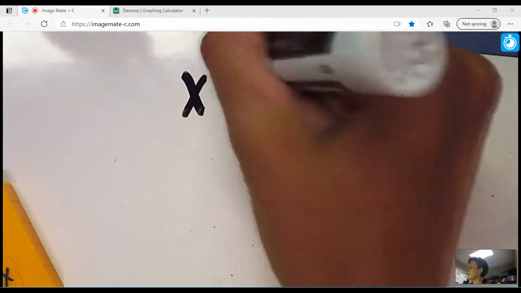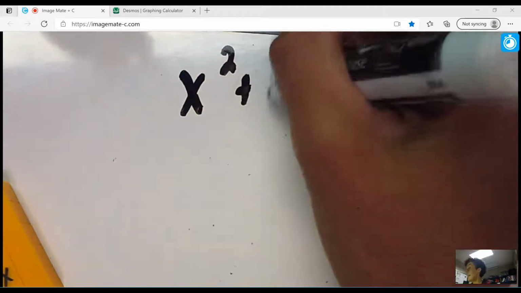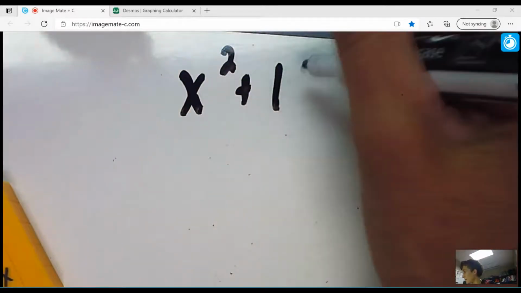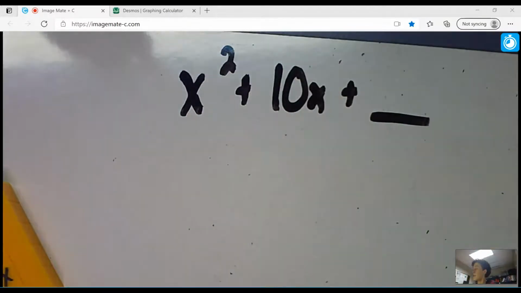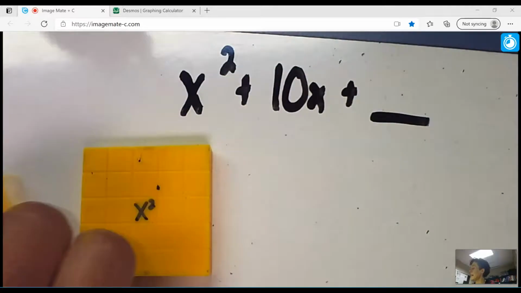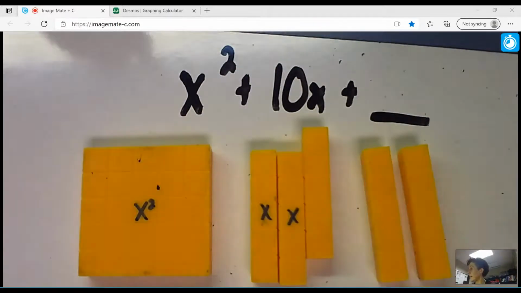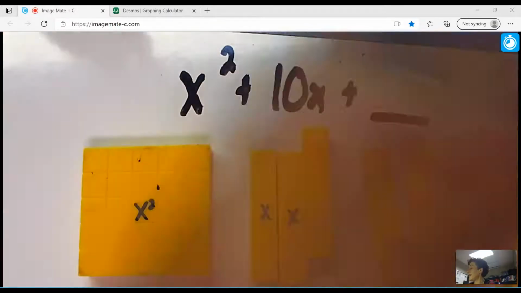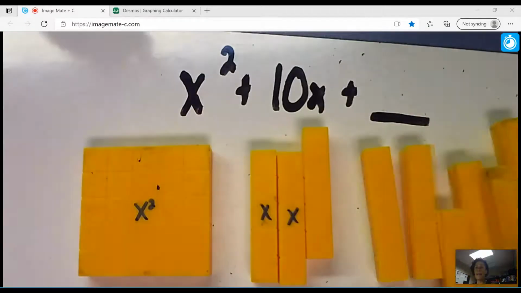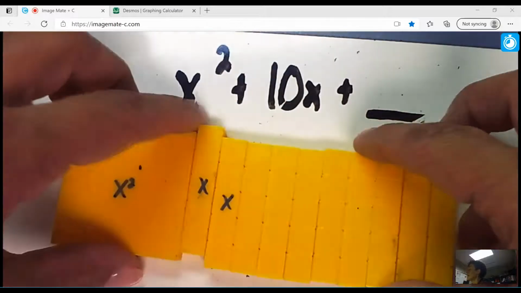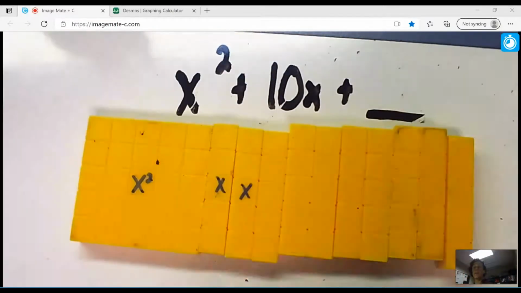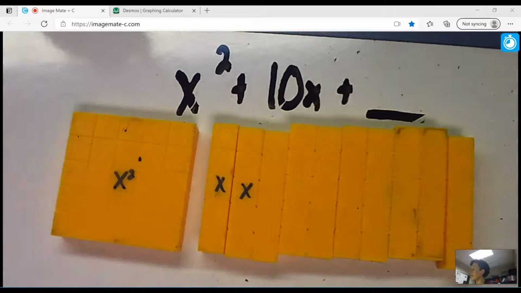All right, so this time we're going to do x squared plus 10x. I don't know if I have 10 of these, maybe. And what number would have to go here? So here's my x squared, and I need 10 of these. So there's 6, there's 7, 8, 9, 10. So right now, if I just put them all together, I have a rectangle, and I'm going to start to make a square. So there's the x squared a little separated.